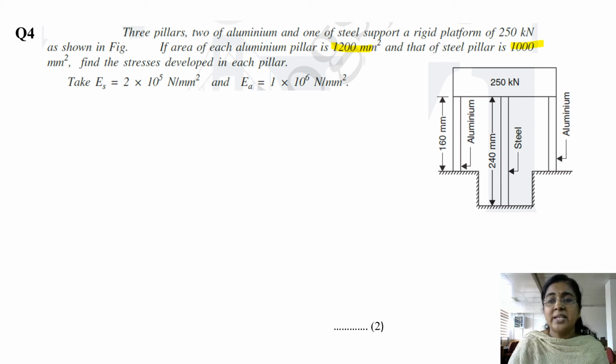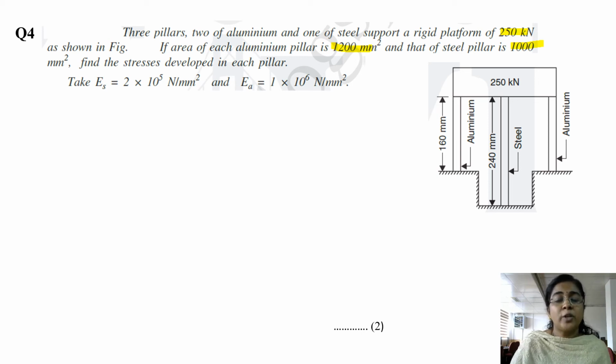This is also a statically indeterminate problem. We need to find out the load taken by aluminium as well as load taken by steel. We have two unknowns. Here also we have only one equation of equilibrium, that is the load taken by two aluminium rods plus load taken by the steel rod, that is equal to 250 kilonewton.